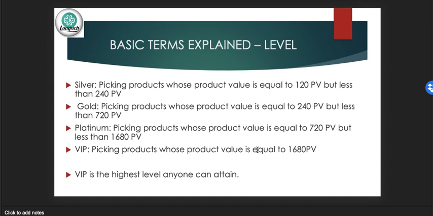Now, understand with me, VIP is the highest level you can attain. Level, not ranking. I'm talking about level. The highest level you can attain as an individual in Longrich is VIP.